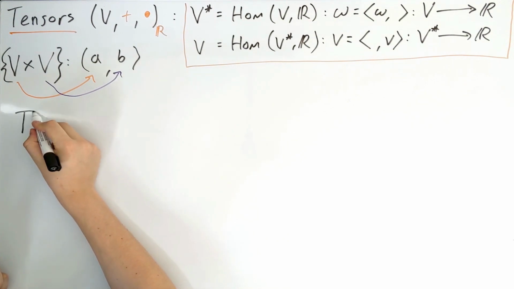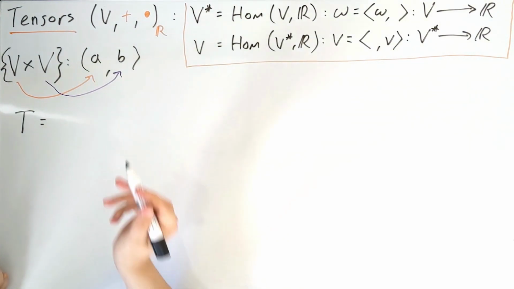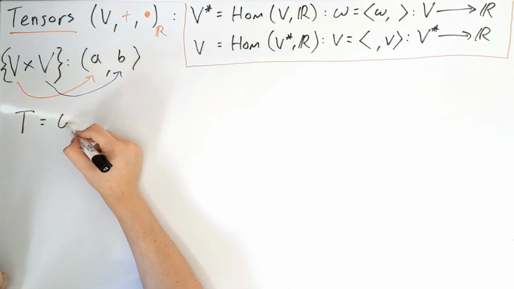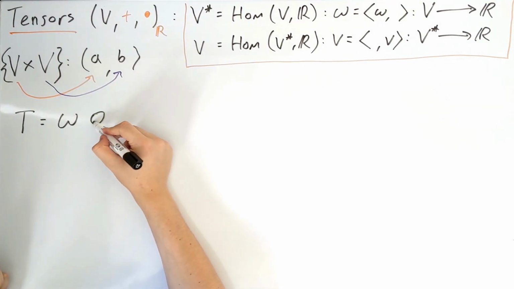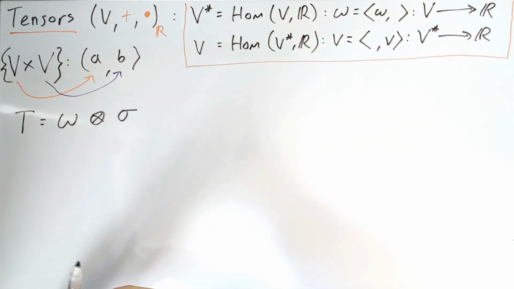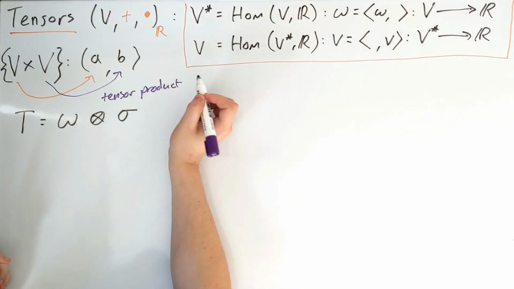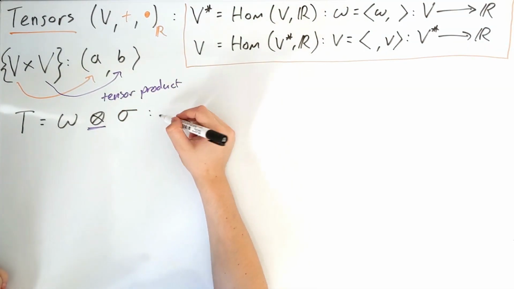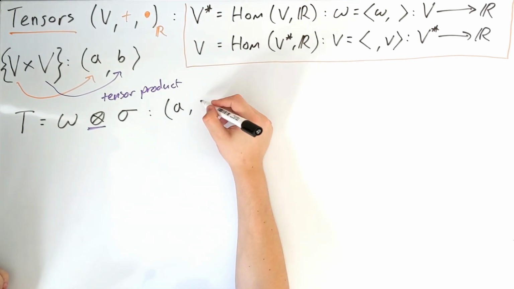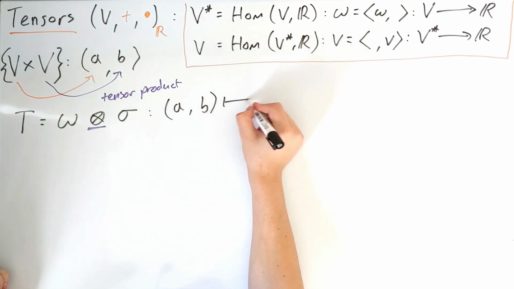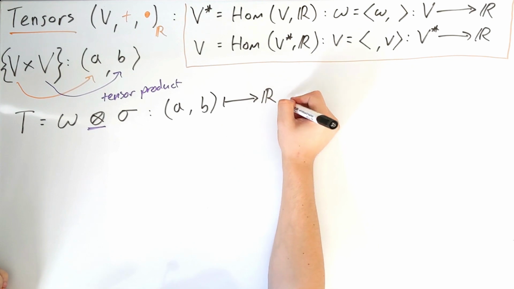So I'm going to construct now a tensor, which I'm going to call T. And this tensor is going to be formed out of two dual vectors taken together using a new symbol, which is called the tensor product. So this whole object, this T, now is the map which maps this pair of vectors into a real number.